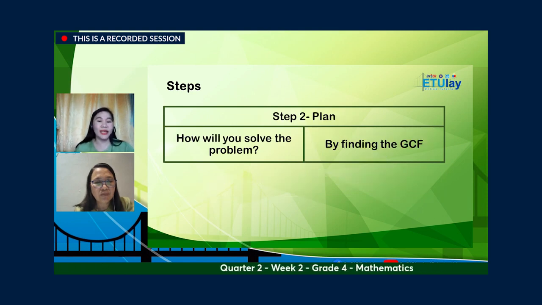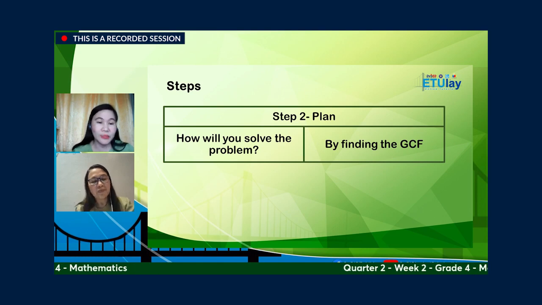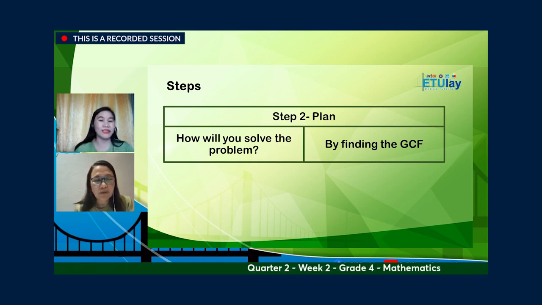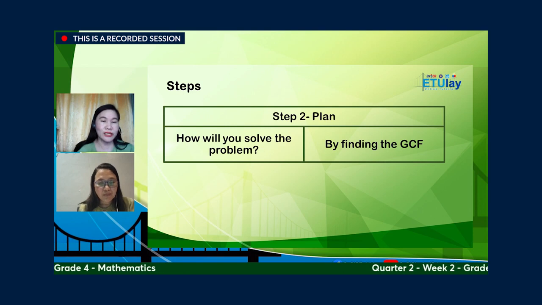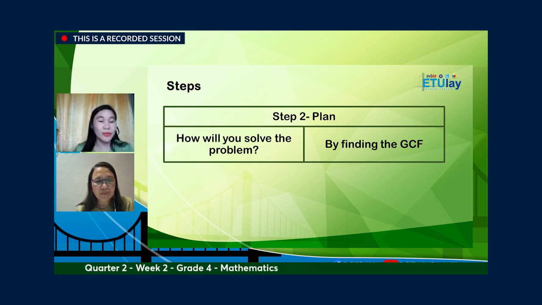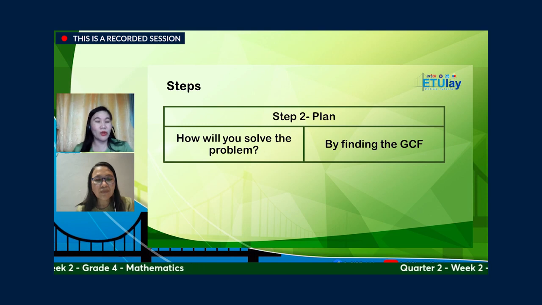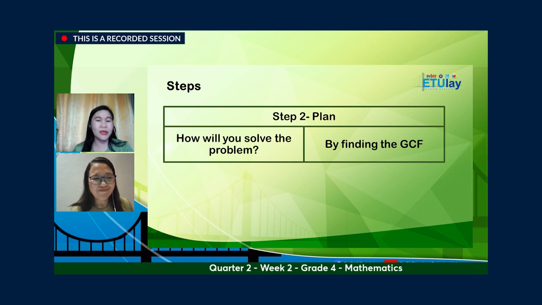Ang step 2 naman natin ay plan. You have to plan. How will you solve the problem? So paano nga ba natin isosolve ang ating problem? Yes, by finding the GCF or the greatest common factor. So tapos na tayo sa step 1. Nasagutan na natin yung understand, yung mga tanong doon na what is asked and what are given. So, nasa step 2 na tayo, nasagot na natin yung how will you solve the problem. So, the process na dapat nating gamitin. So, ang process na gagamitin natin dito ay by finding the GCF.